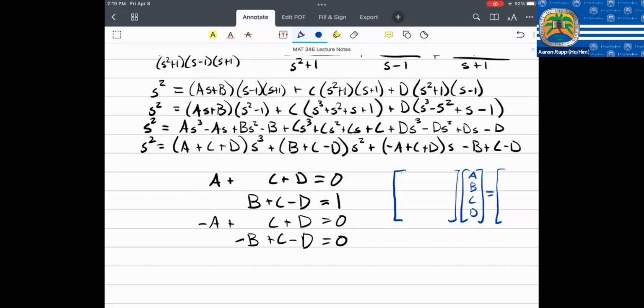So I have all of my coefficients A, B, C, and D, and I got them to be equal to all of these values. 0, 1, 0, 0. And I'm going to get a coefficient matrix. What will be the values of my coefficient matrix along the first row? 0, 1, 1. What about the second row? Third row? And last row.